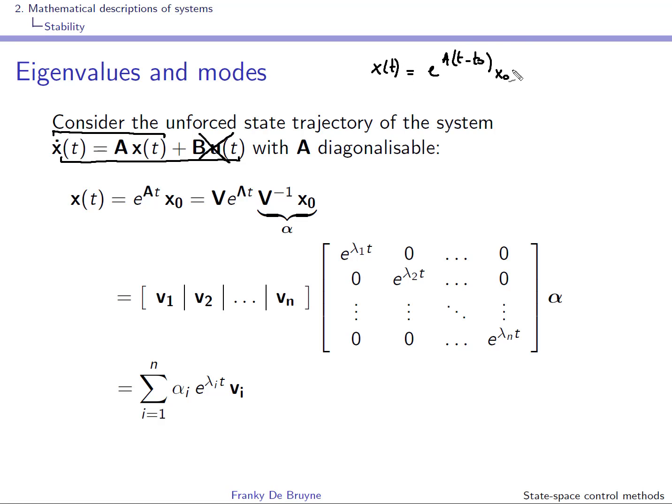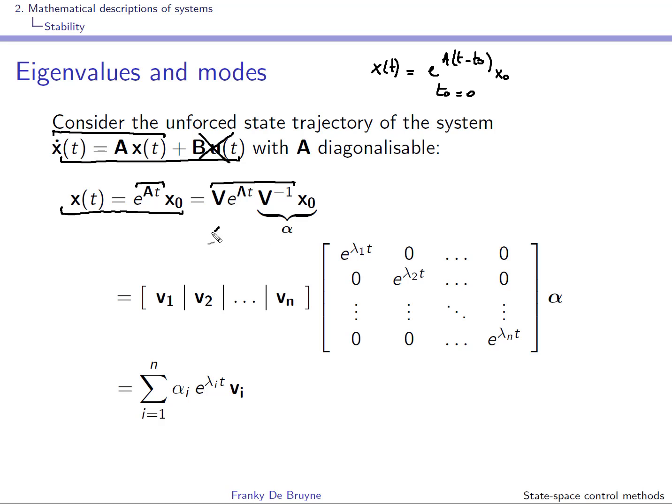But here, since we are working with linear time invariant systems, without loss of generality, you can say t0 is equal to 0. So this is how we obtain this equation here. And we have just seen that you can rewrite the exponential of At as V e to the Lambda t, Lambda is the diagonal matrix with the eigenvalues on the diagonal, times V minus 1 x0. V minus 1 is a matrix times x0 is a vector.